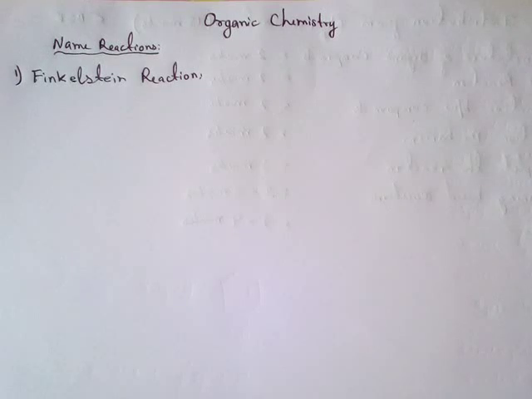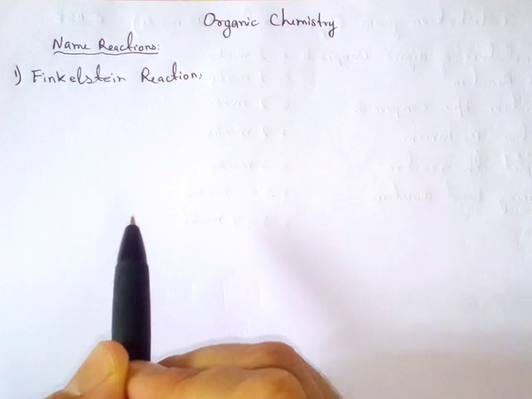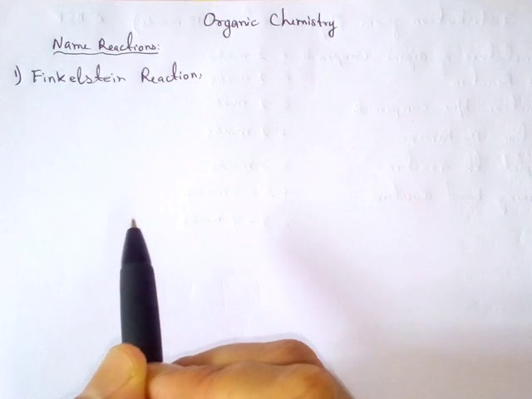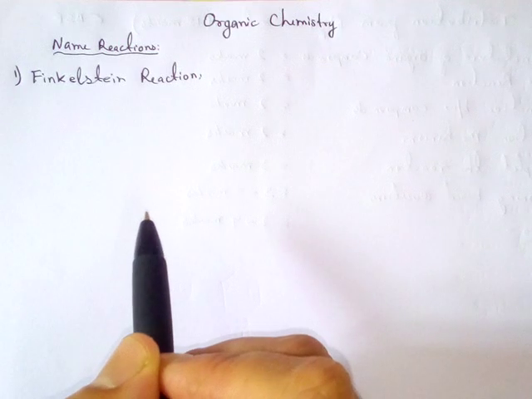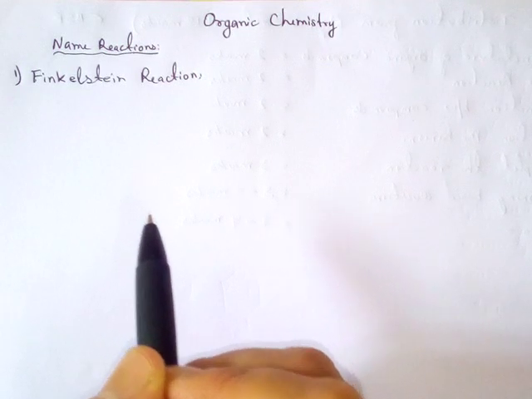Dear students, today we'll start with name reactions. To start with, number one, we'll do the Finkelstein reaction. In this reaction, alkyl iodide is often prepared by the reaction of alkyl chlorides or bromides with NaI, sodium iodide, in the presence of dry acetone.